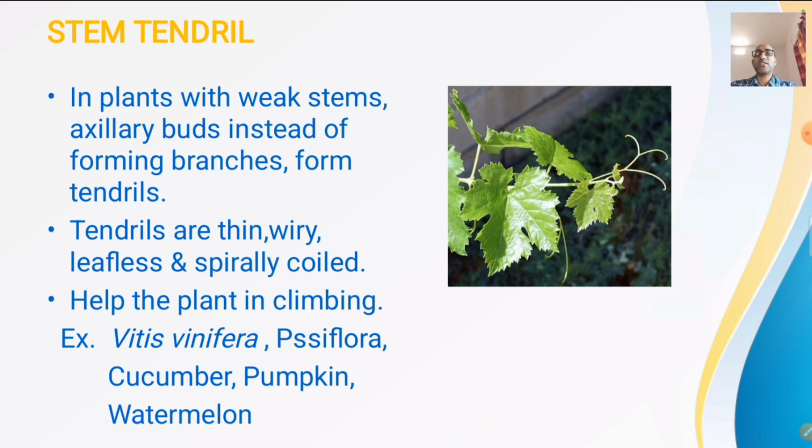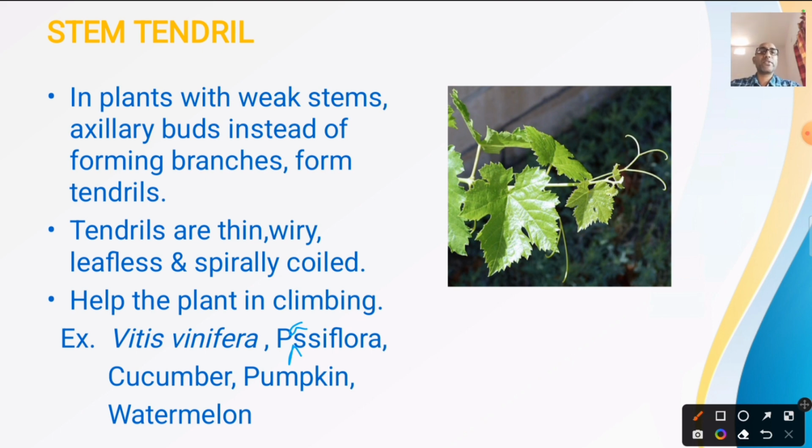Okay. Examples: many plants have tendrils. Some of them include Vitis vinifera, then Passiflora, in mistake I had left out an A, but it is Passiflora, then cucumber, then pumpkin, then watermelon. So these are the various types of plants where stem tendrils are found.